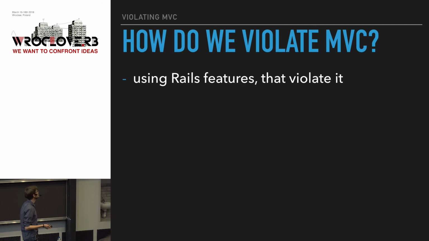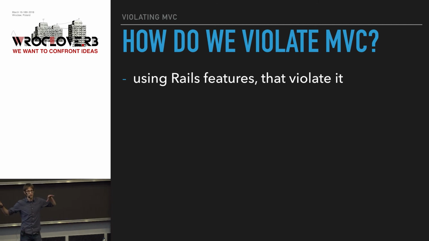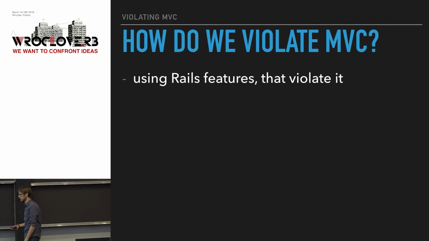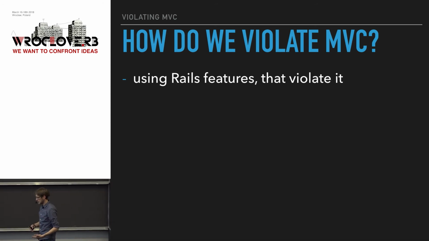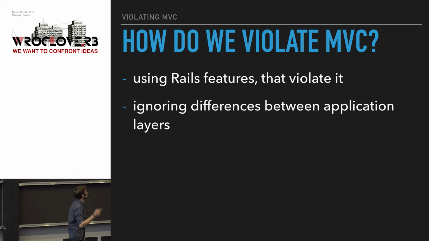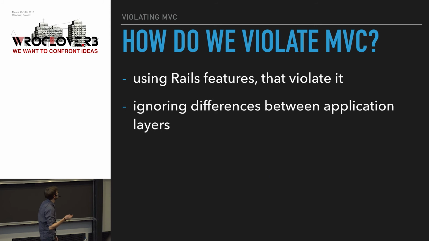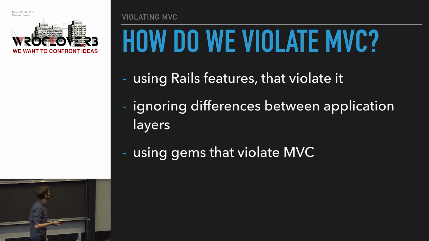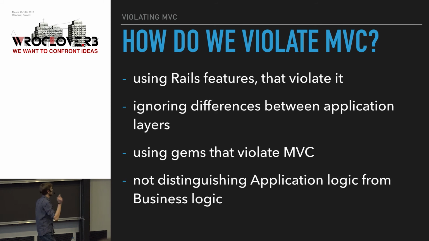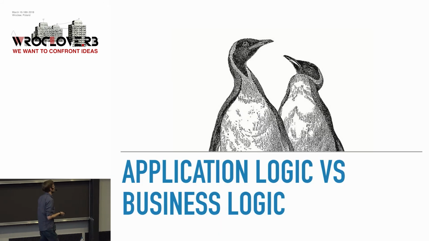So how do we violate MVC? All of these things you could think of as ways how we make our life more complicated. We do plain models, and it makes our life harder. We do plain controller structure, and it also makes our life harder. And we violate MVC, and at some point it strikes back. So we use Rails features that violate MVC. We ignore differences between application layers. We use gems that violate MVC, and we are not distinguishing application logic from business logic. And let's talk about it.